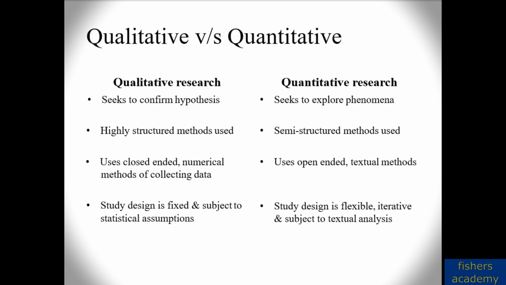Qualitative versus quantitative. Qualitative research seeks to confirm hypothesis. Quantitative research seeks to explore phenomena. Qualitative research uses highly structured methods. Quantitative research uses semi-structured methods. Qualitative research uses closed-ended numerical methods of collecting data, and quantitative research uses open-ended textual methods. Qualitative research study design is fixed, subject to statistical assumptions, and quantitative research study design is flexible, iterative, and subject to textual analysis.